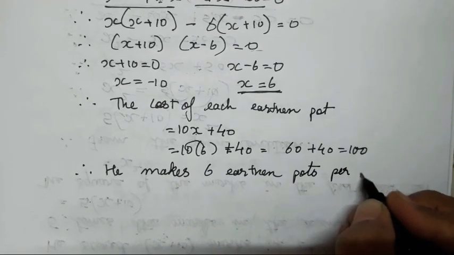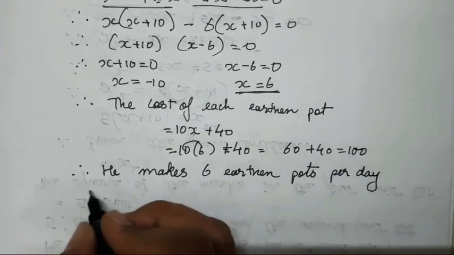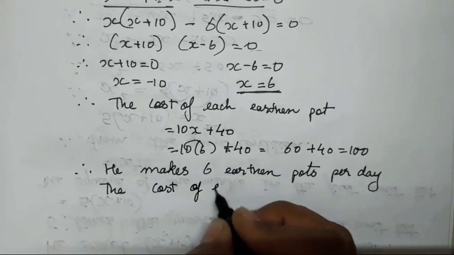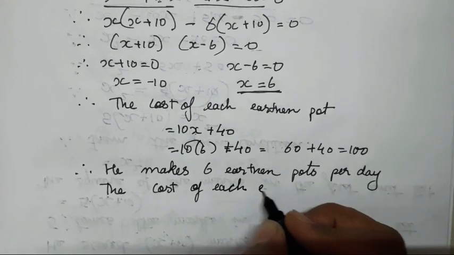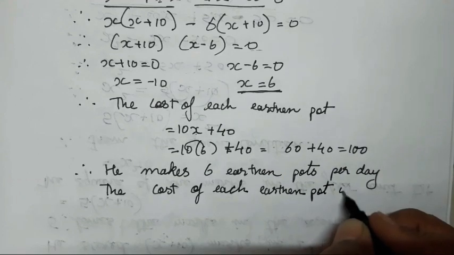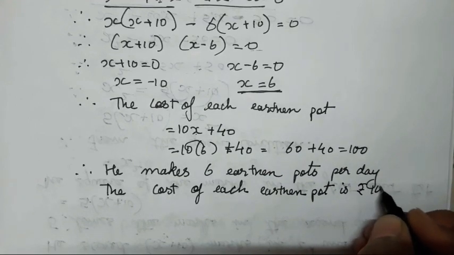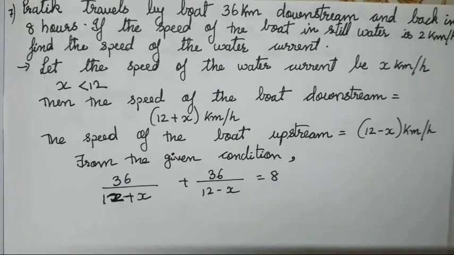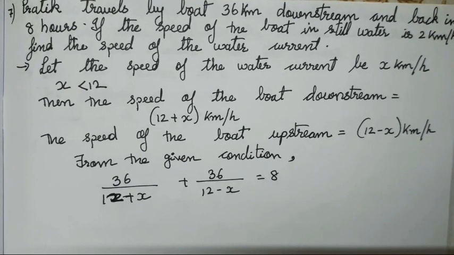per day, and the cost of each earthen pot is rupees 100. Clear? Next question is: Pratik travels by boat 36 km downstream and back in 8 hours.